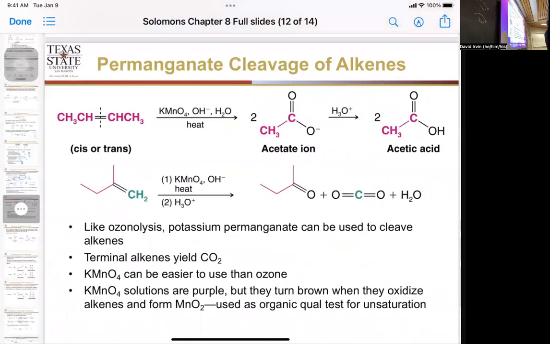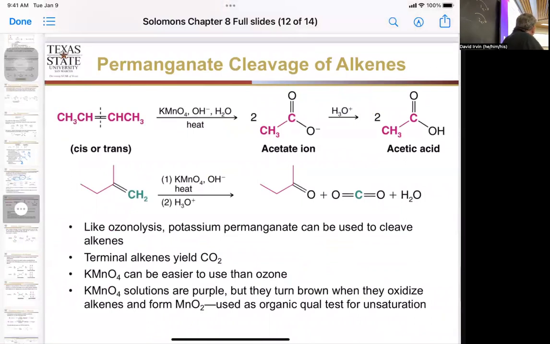permanganate ester, and it will let you do that. So if it says heat and water, you always go to the carboxylic acids and the ketones. Okay, you do not stop at the aldehyde.